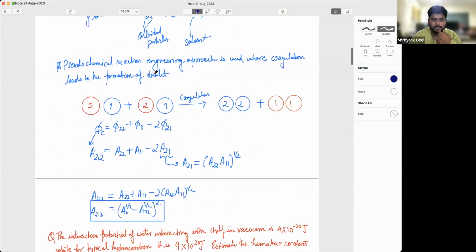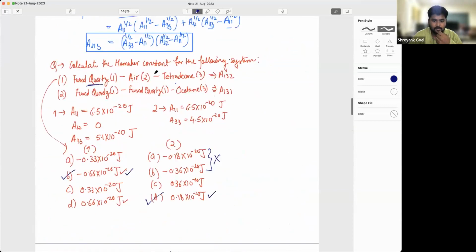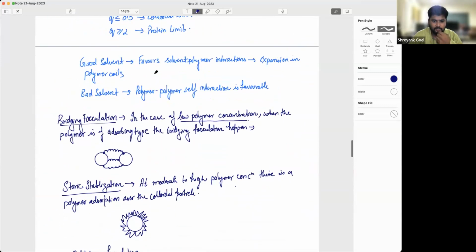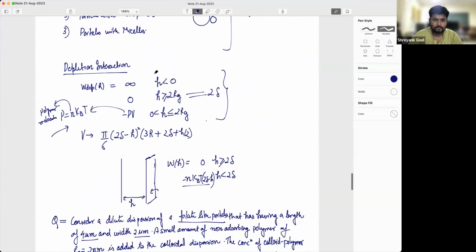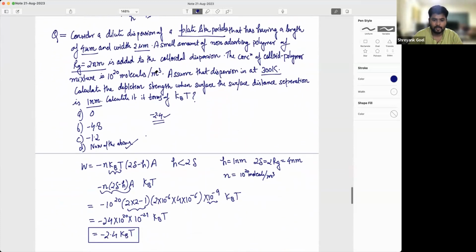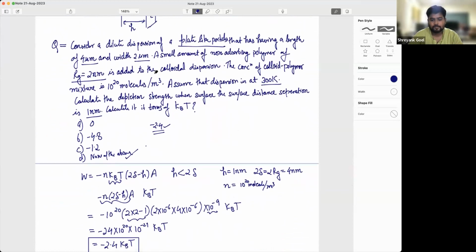So we have discussed all of this about Hamaker constant. Some questions on Hamaker constant we did. Then we'll discuss polymer solutions, depletion interactions, and then numerical. Any doubt? If you don't have any doubt, then I will be here if you have any doubt, but if you don't have, you may leave.